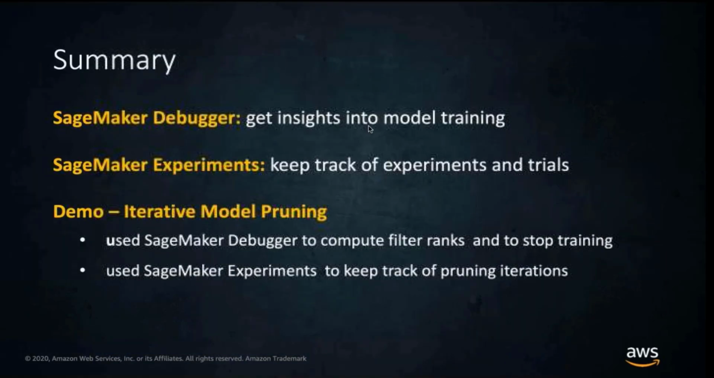So in this webinar, you have learned how to use SageMaker Debugger to get insights into the model training, and how to use experiments to keep track of your experiments and the trials. And in the demo, you have seen how you can use Debugger to compute filter ranks, and how to write a custom rule to stop the training. And we have used SageMaker Experiments to keep track of the different pruning iterations.